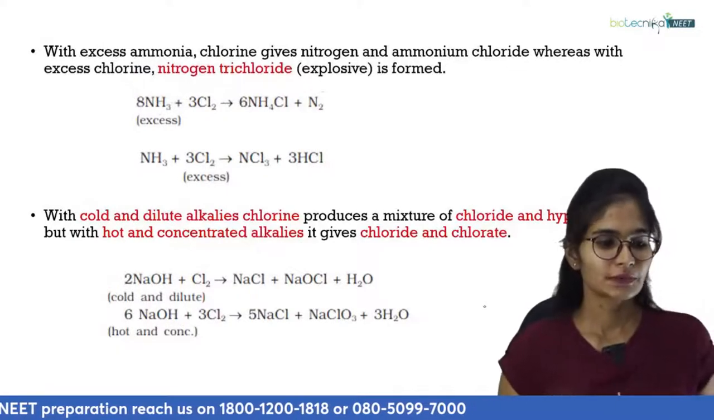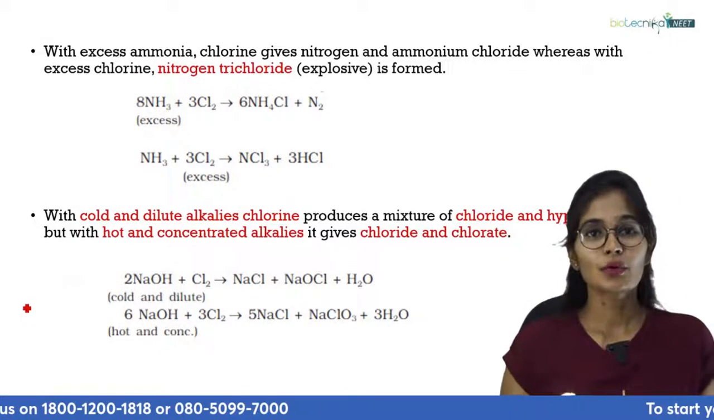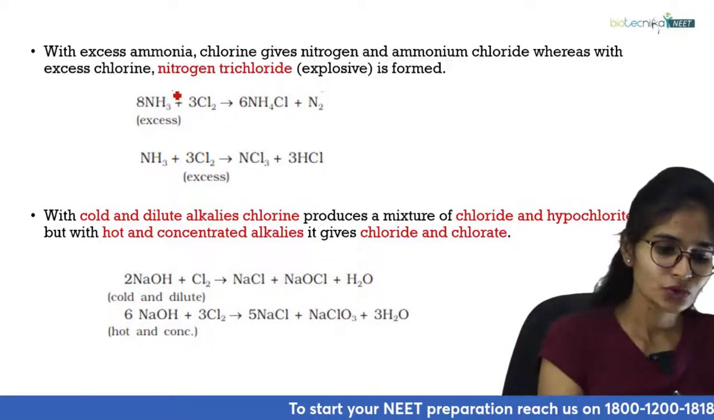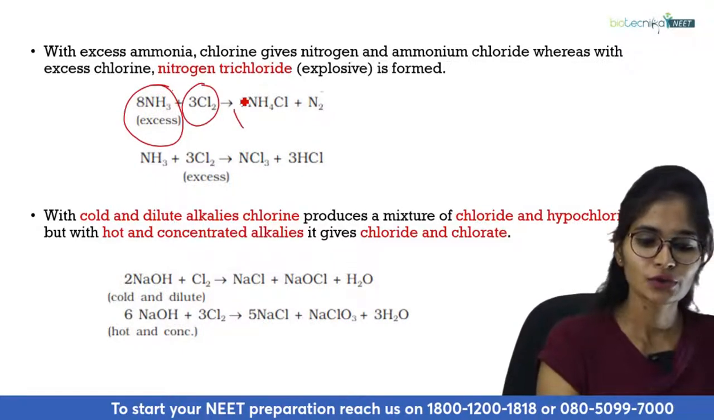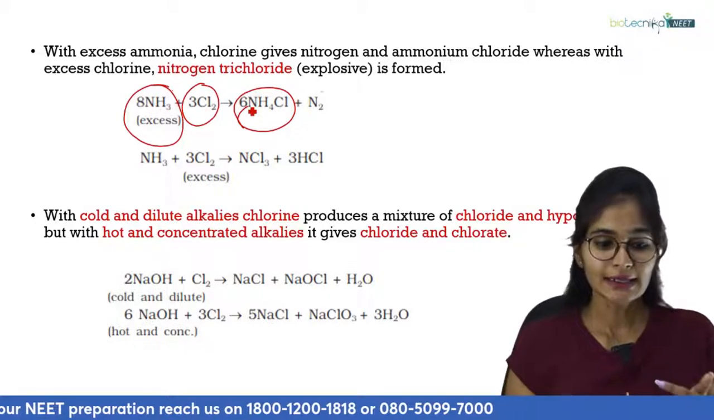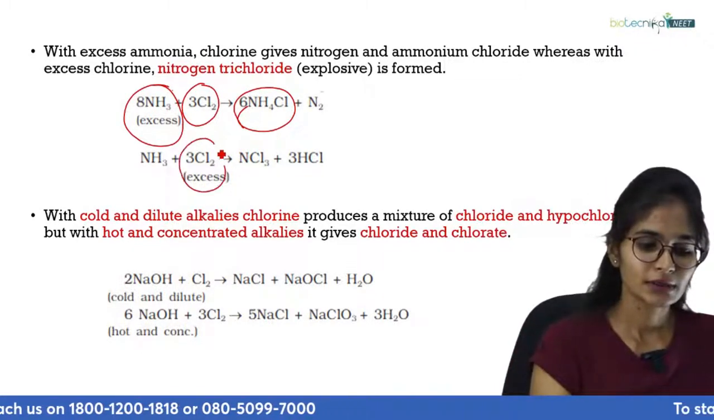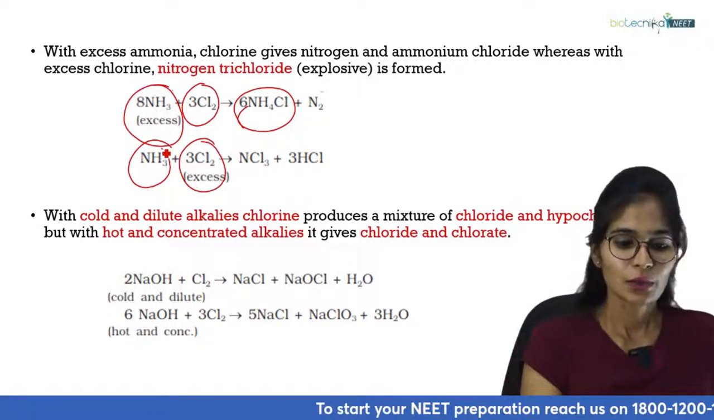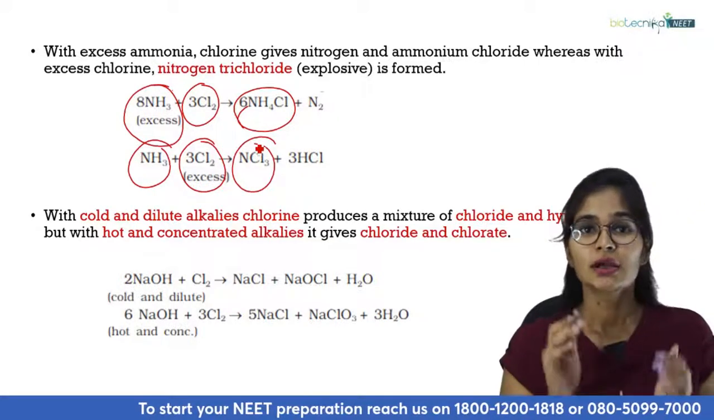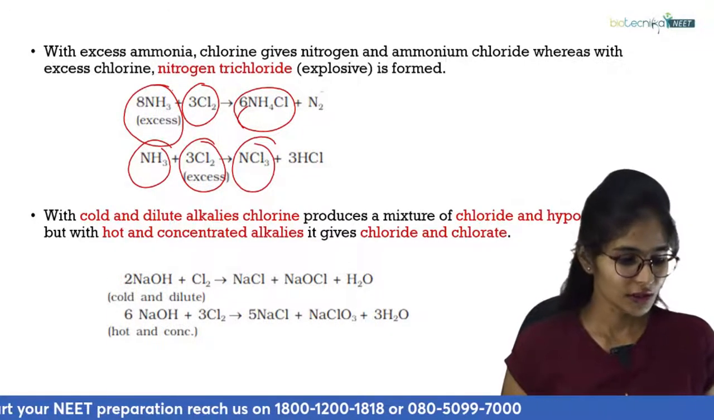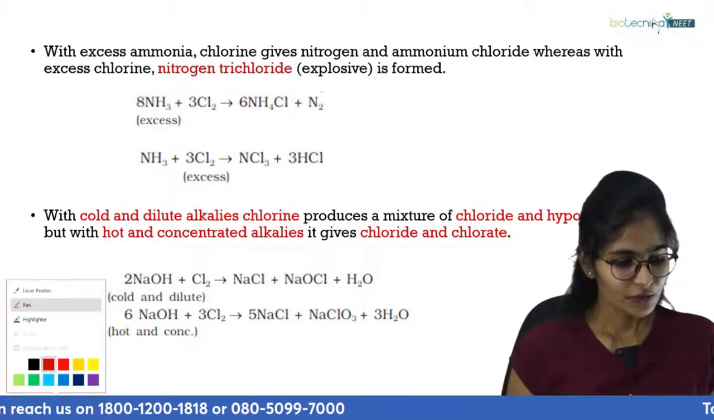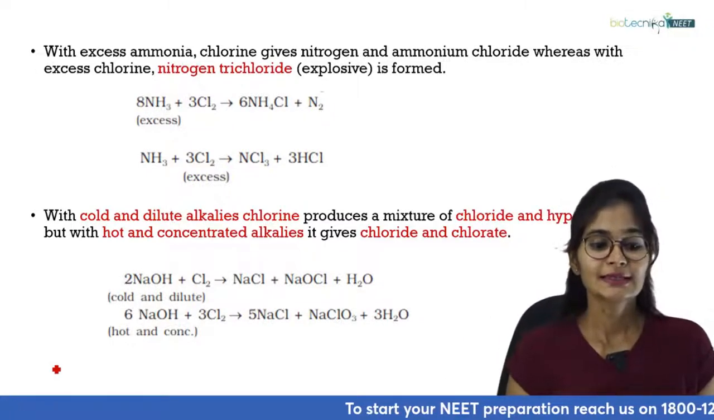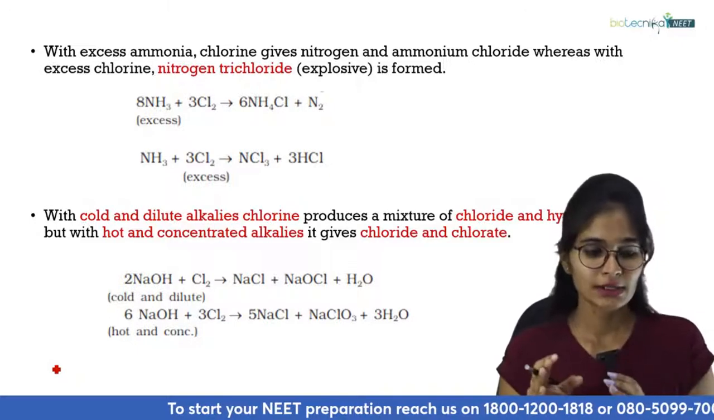Coming to the next reaction, whenever you use excess of ammonia, or else excess of chlorine, what products are you going to get? Suppose you use excess of ammonia and you are treating with Cl2, you get ammonium chloride. Suppose the chlorine is used in excess amount and it is treated with ammonia, you are going to get nitrogen trichloride as a product, and it is explosive in nature. So these are the reactions you have to remember, because sometimes they will give the reactants and you have to predict the products, along with whatever they have mentioned, ammonia in excess or else chlorine in excess.